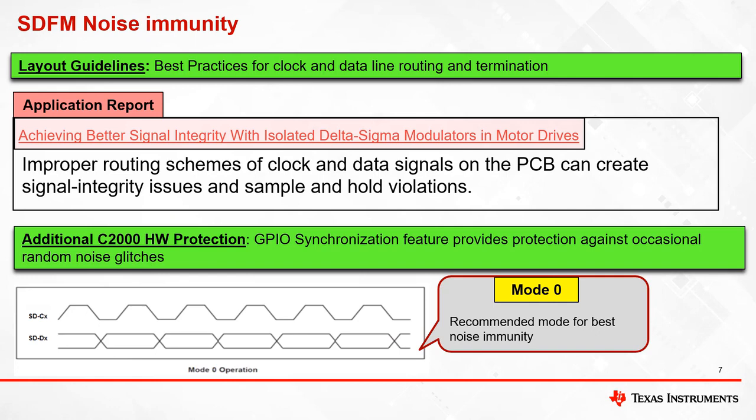Improper routing and layout of SDFM clock and data traces on PCB can create signal integrity issues and sample and hold violations. TI provides an application report which discusses the best practices for clock and data line routing and termination when using isolated sigma delta modulators. Devices supporting Type-1 SDFM also provide additional hardware protection against occasional random noise glitches using GPIO synchronization feature. TI also highly recommends using mode 0 as it provides best filter performance in noisy conditions.